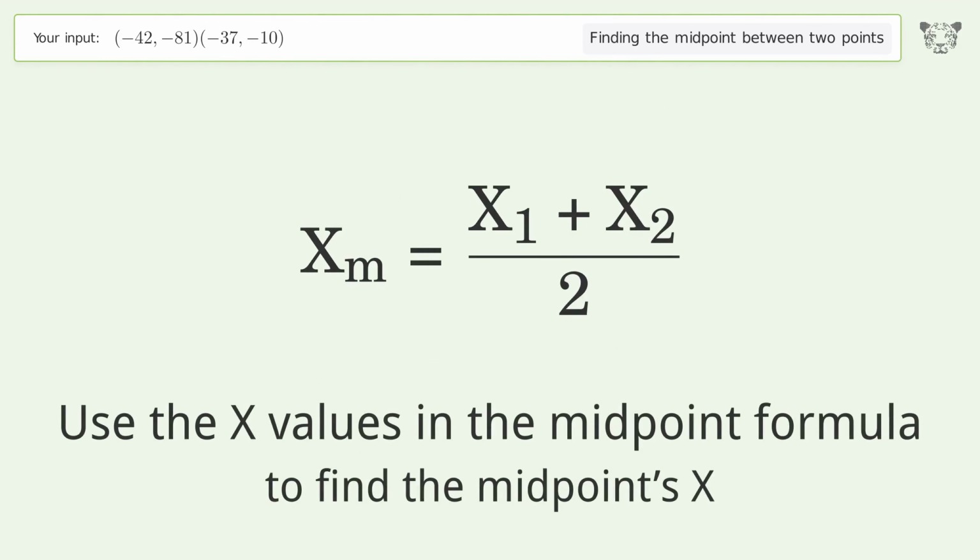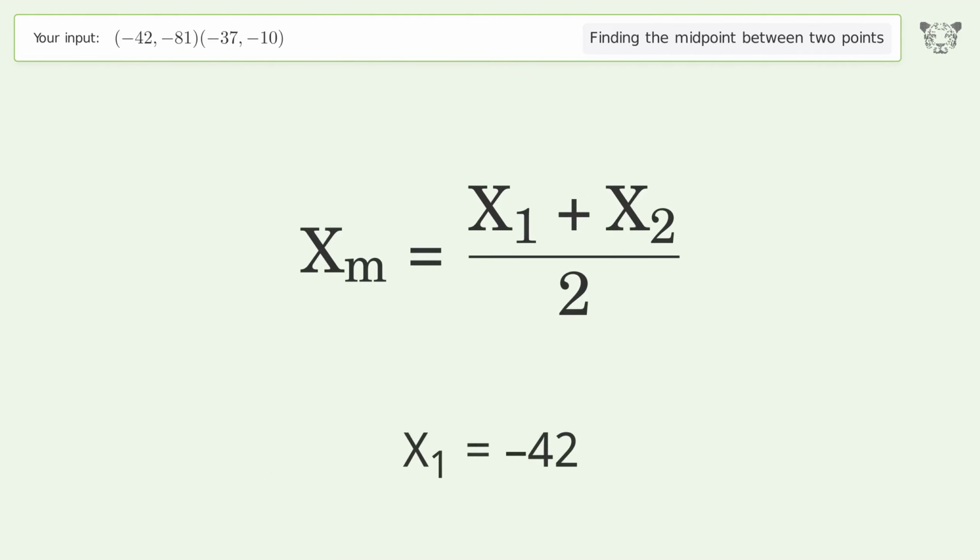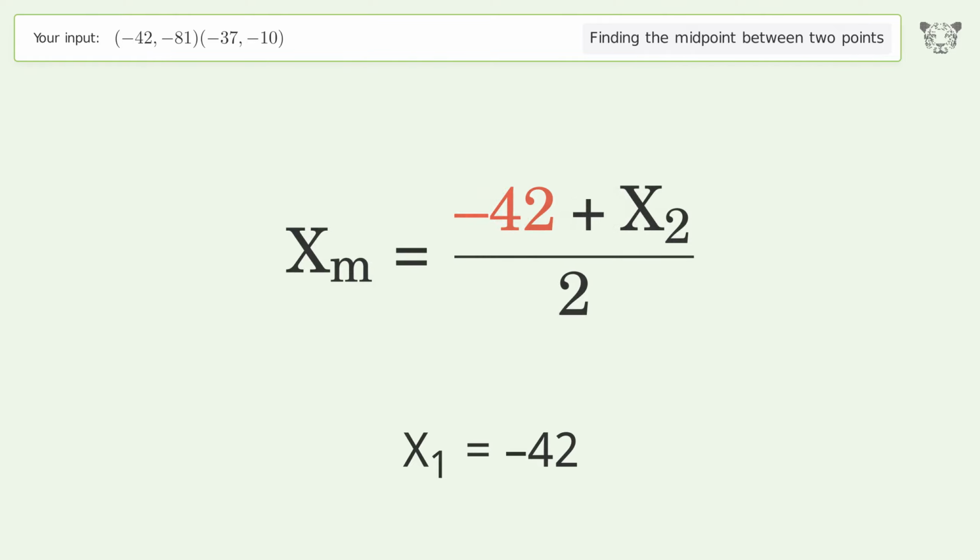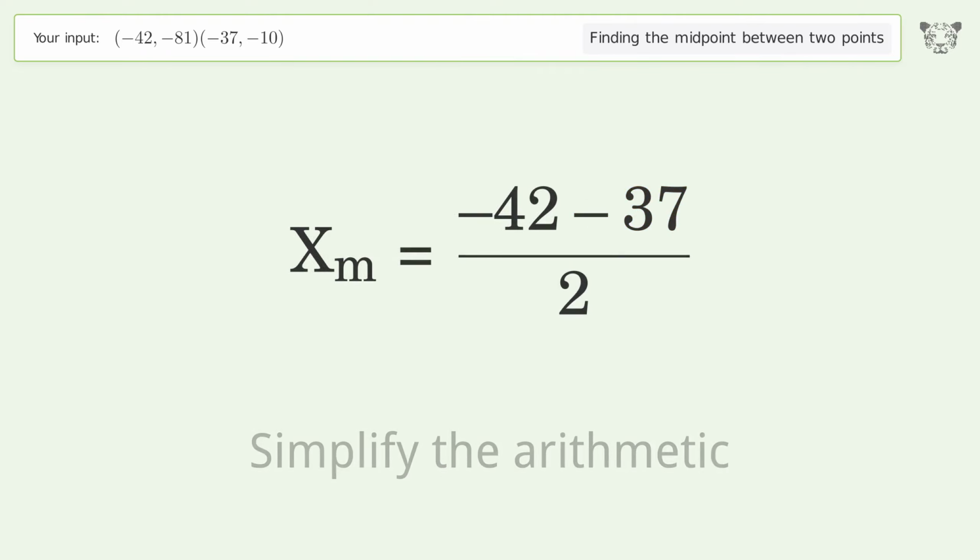Use the x values in the midpoint formula to find the midpoints x. x1 equals -42. x2 equals -37. Simplify the arithmetic.